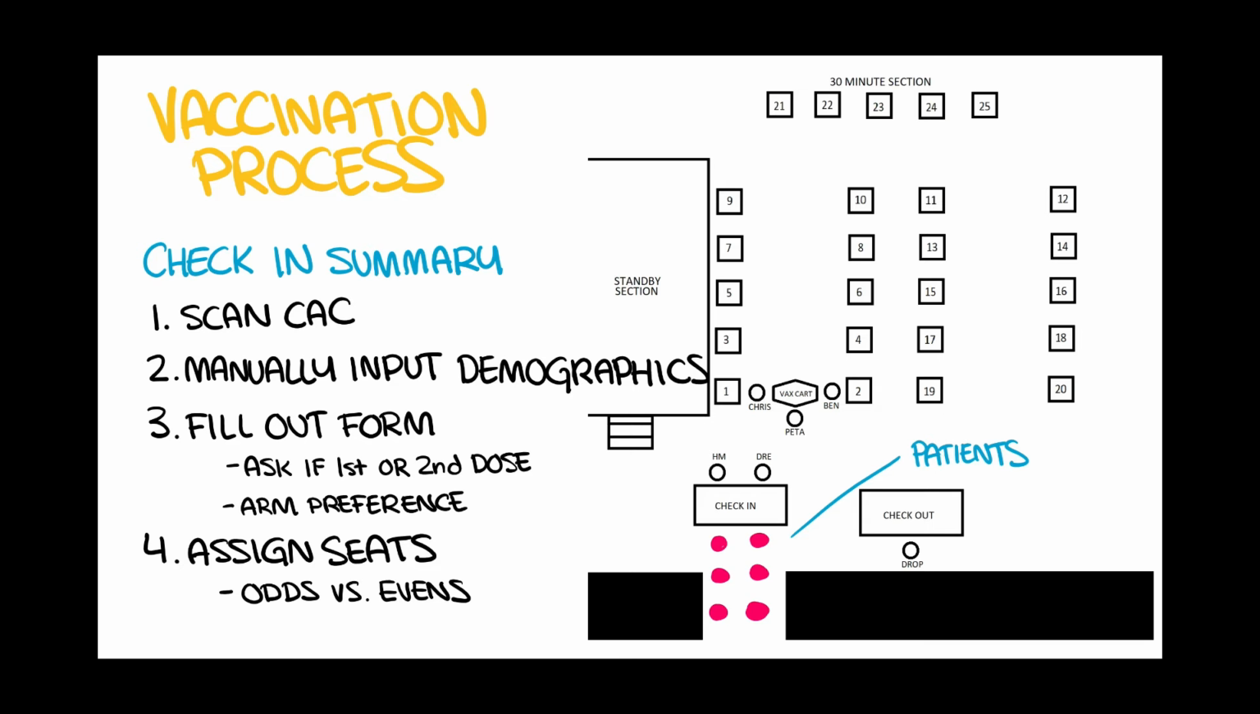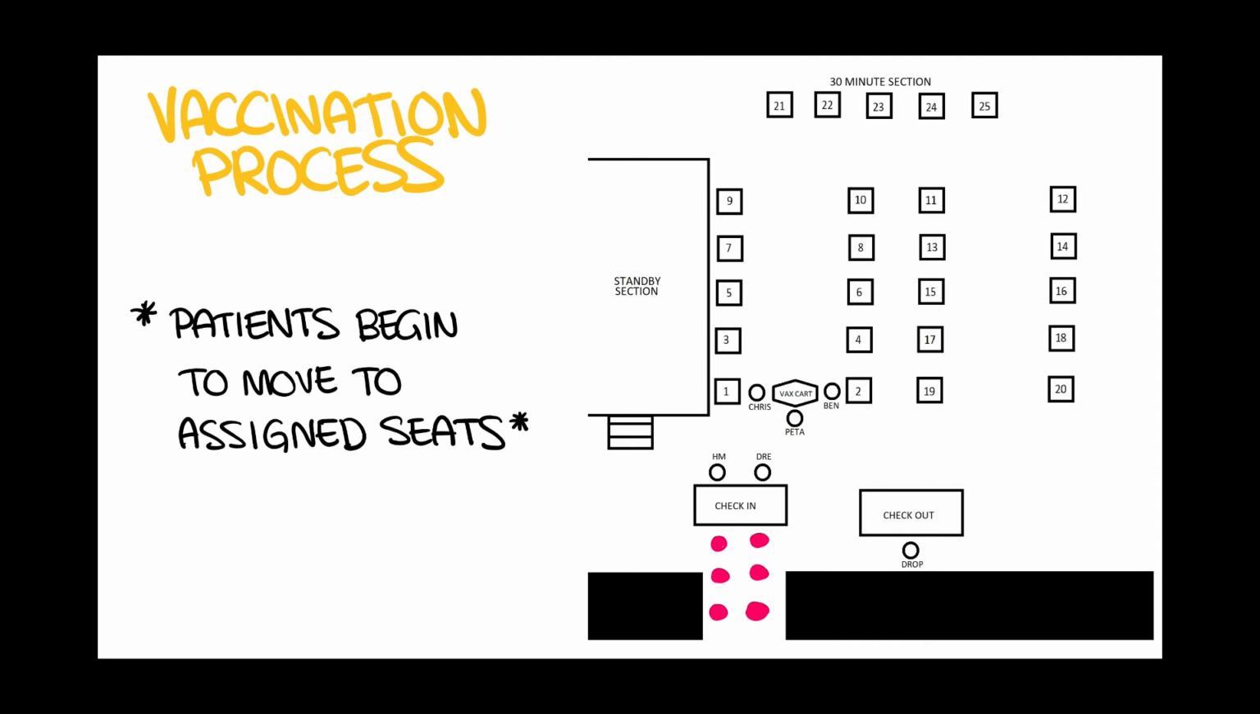Let's see. We are also going to fill out the rest of the form. We're going to ask them if it's their first or second dose. Their arm preference, we'll fill that out. And then we'll go ahead and assign seats. And I'm going to be filling out odd seats, and Dre's going to be filling out even seats. And that's because I'm going to be putting all the labels for Hampton, and Dre is going to be putting all the labels for Gallagher. And so that way we're able to work faster.